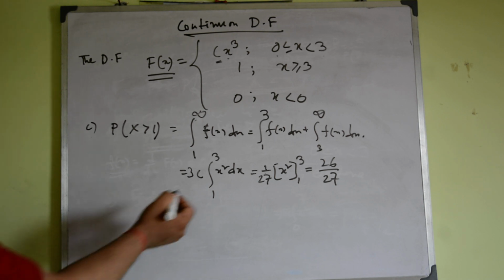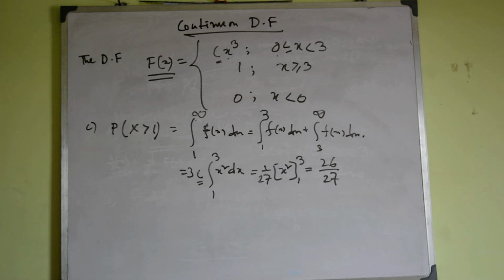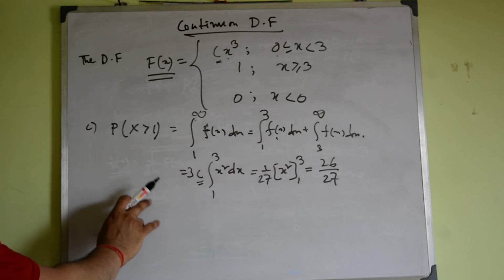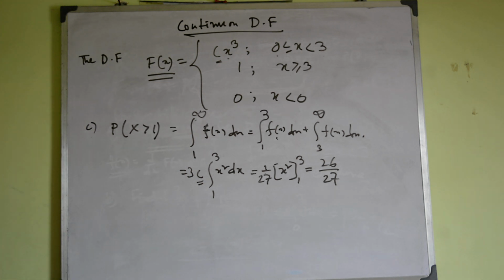I just put it here, c is equal to 1 by 27, that we already got, and we know the small f(x) that I already calculated in part B, 3c x square, just differentiated.